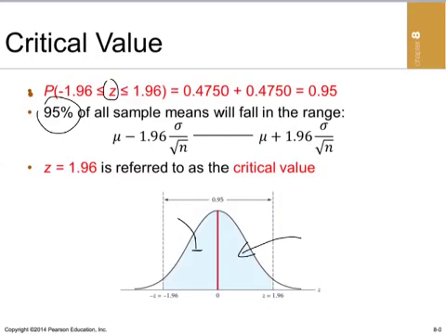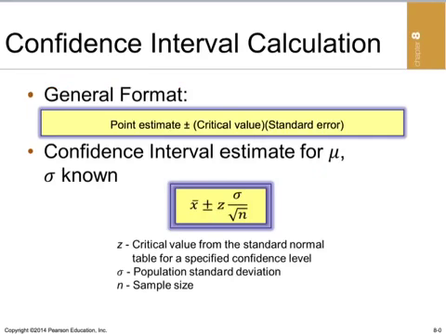So I've explained that already on the last slide. This is 0.475, which gives us a Z value of 1.96. And if we wanted different levels of confidence, then of course the Z value, the critical value, has to change. So if we want to look at a general format for a confidence interval, you notice that it's made up of 3 parts.